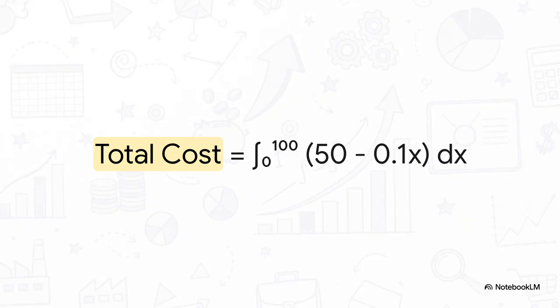And this is what that looks like. This one little expression right here contains our entire business problem. So let's decode it. That big, stretchy S is the integral sign. It just means sum everything up. The 0 at the bottom and the 100 at the top are our bounds. We're summing from the start, unit 0, up to unit 100. Inside the parentheses, that's our marginal cost rule. And the dx at the end, that just tells us we're adding up the costs for every tiny change in x, for every single unit.